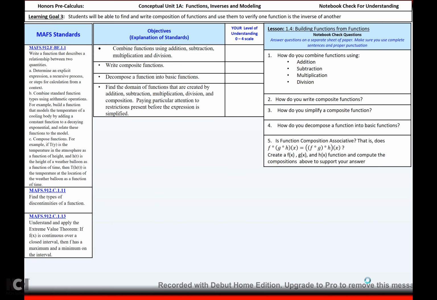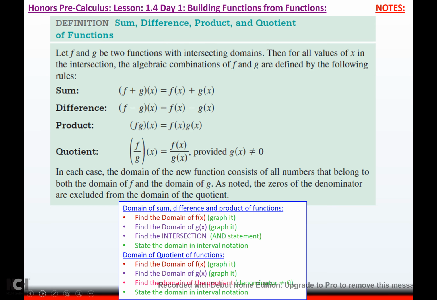Today we're going to talk about building functions from functions. Sum, difference, product, and quotient of functions. It says let f and g be two functions with intersecting domains. Then for all values of x in the intersection, the algebraic combinations of f and g are defined by the following rules.